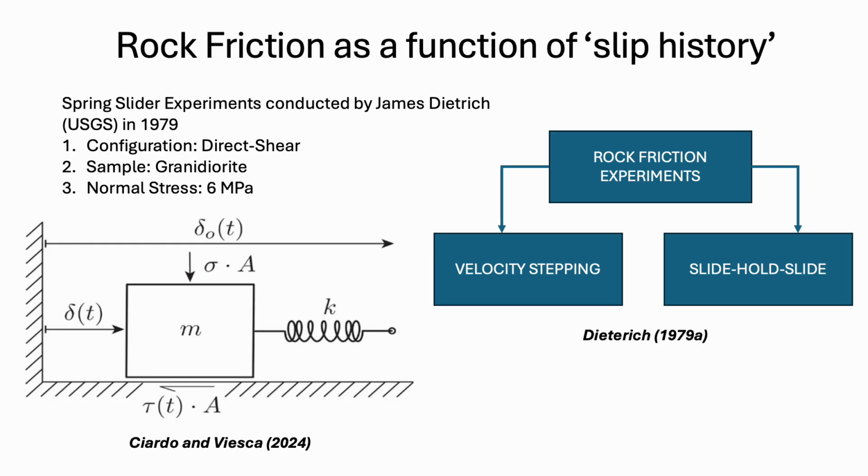He conducted these experiments in a direct shear configuration on a sample called granodiorite, which is a very hard rock found in Southern California. And he applied a normal stress of 6 megapascals and maintained that normal stress to conduct these experiments. And he saw how friction changes with these 2 types of conditions he imposed. This paper is known as Modeling Rock Friction 1, which is a seminal paper in the field of earthquake mechanics. We will see the results of the experiments in the following slides.